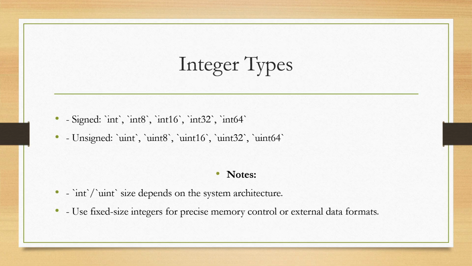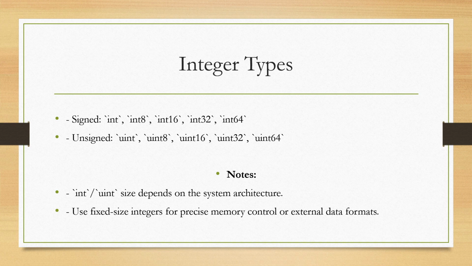Now let's talk about the integer types in Go. In simple words, integers are just whole numbers like 5, minus 10, 1000, and any number without a decimal point. In Go, there are two main categories of integer types, signed and unsigned. Let me break that down. Signed integers can hold both positive and negative numbers. So things like minus 20, 0, or 100.